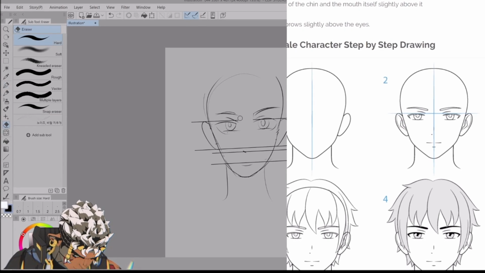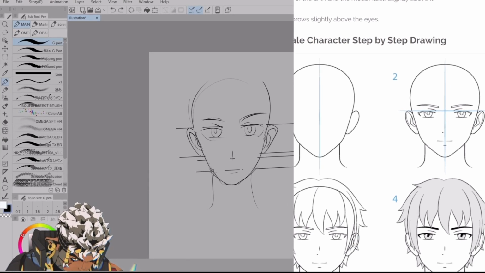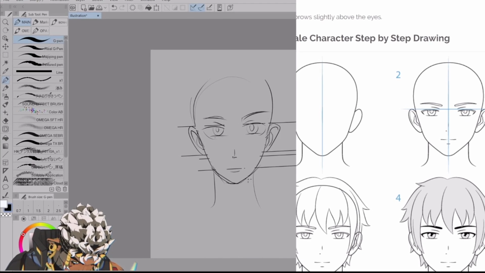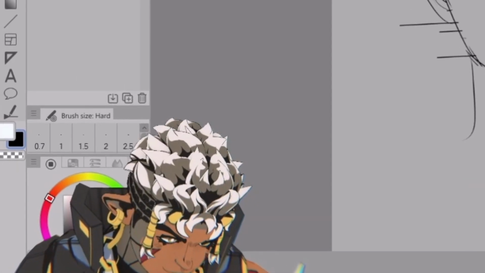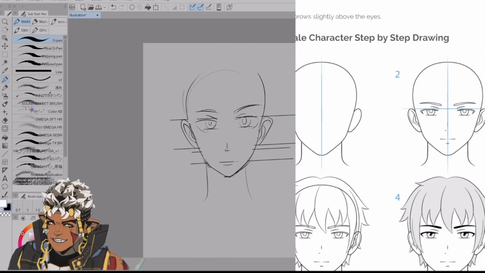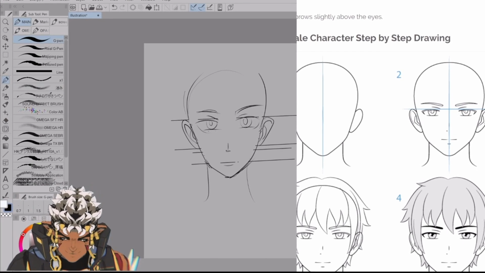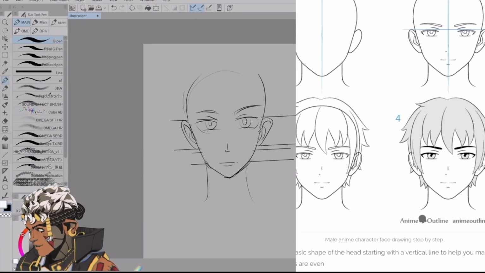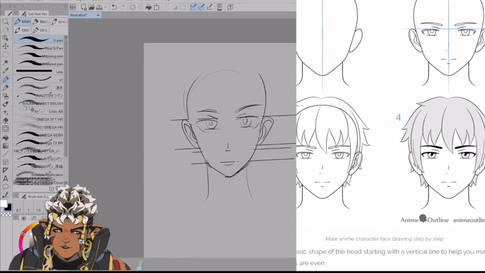Now we erase everything. This looks so good. What is the secret? I feel like people get discouraged from art, man. Bro, he's busted. Okay, so we have to draw hair somehow. I'll just copy the reference.